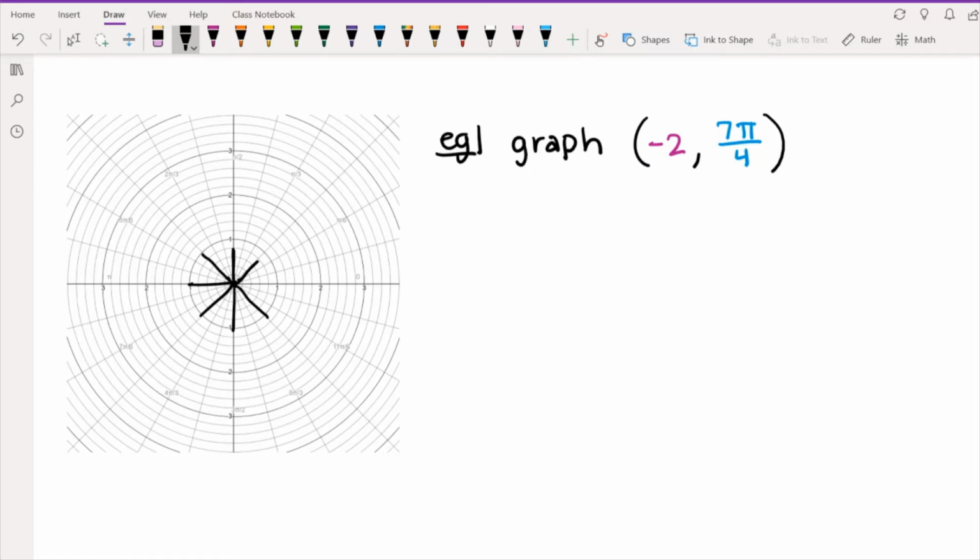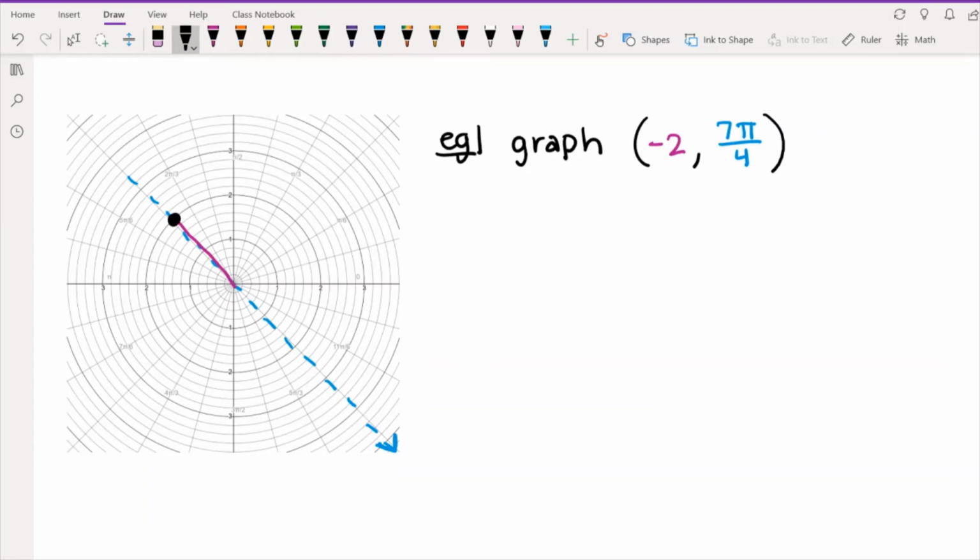So 7 times pi over 4 puts us into the fourth quadrant. And so our angle is going to be like this, and so it's pointing in this direction here. And so now our R value is -2. And so that means that we're going to go in the same angle, but we're not going to go towards the arrow. We're going to go away from it. And so that's going to put us at a distance of 2, but in this kind of opposite direction. And so our point would be here.